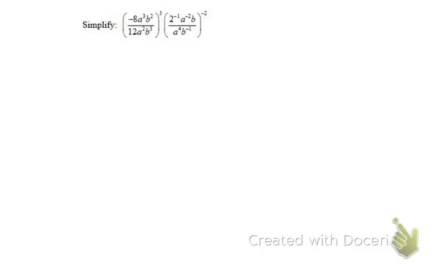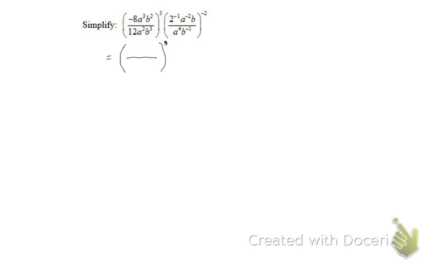To simplify any expression, you want to follow the order of operations. With that in mind, the first thing I want to do is look inside of the first set of parentheses, and I'll simplify what's there. Looking at each type of factor, for instance, negative 8 and 12 are both coefficients, I'll simplify them in order.